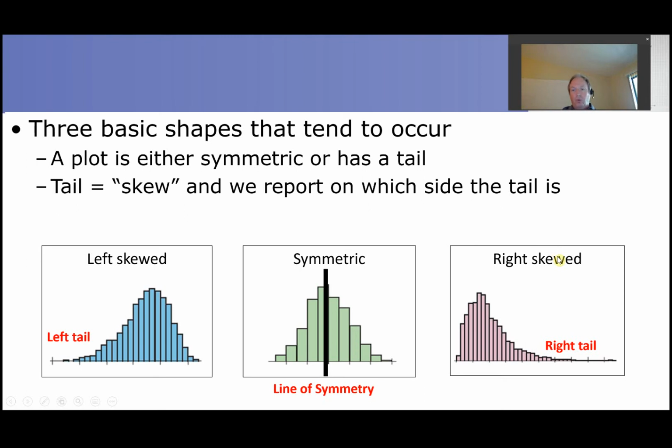Now, one of the things to realize is that very often data sets that are symmetric don't appear to be exactly symmetric. It's very rare that you will get a plot of a data set and it'll be exactly symmetric. And if it is, you have to wonder whether or not the data was fabricated. So what we're really trying to do is classify what the data looks most like. Does it look more like it has a tail or more like it's symmetric? This is a rough sort of classification.